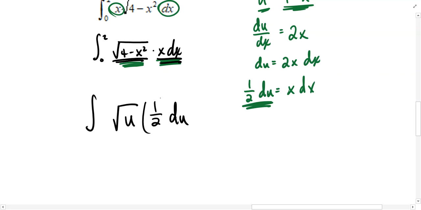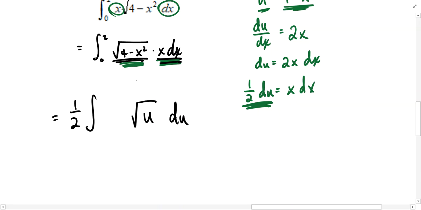Well, again, this 1/2 is acting as a constant multiplier, so I can bring it out to the front. And we now need the antiderivative of the square root of u. Well, we need to find our new boundaries.